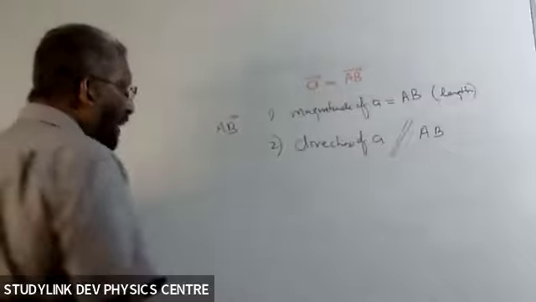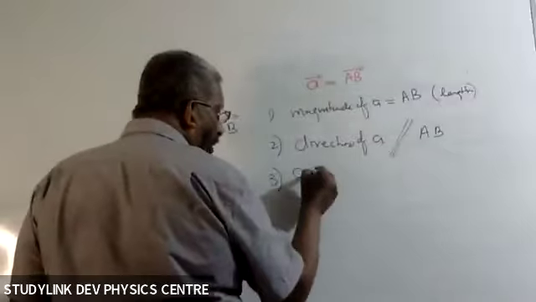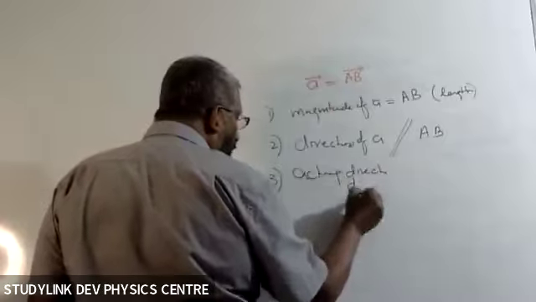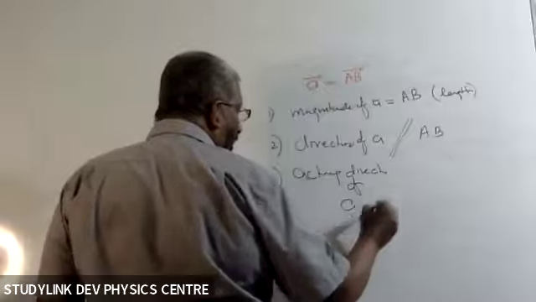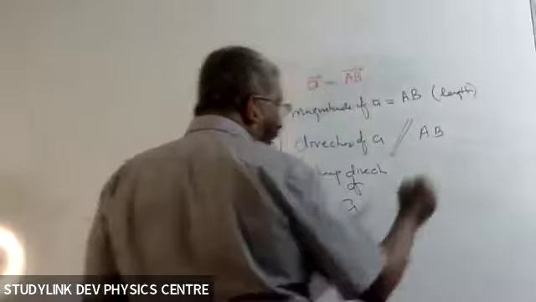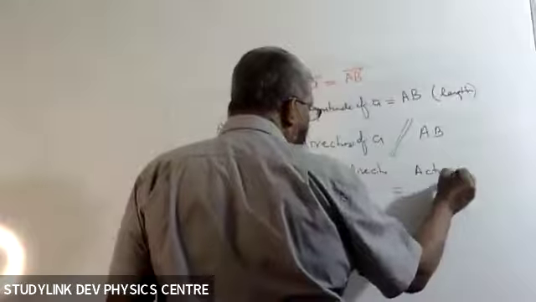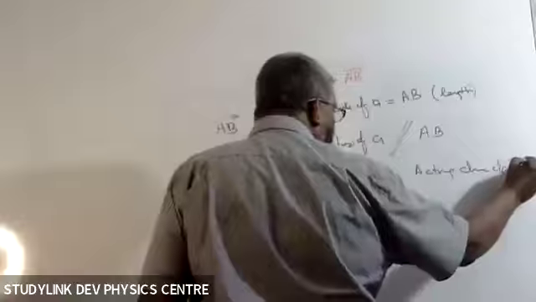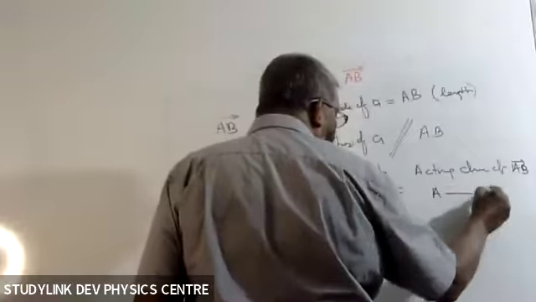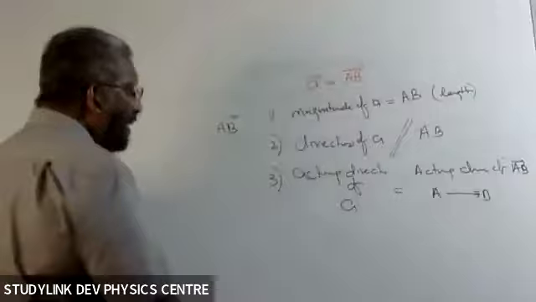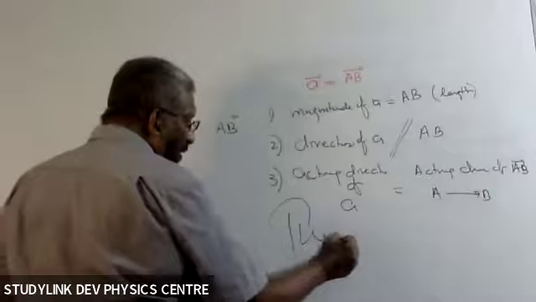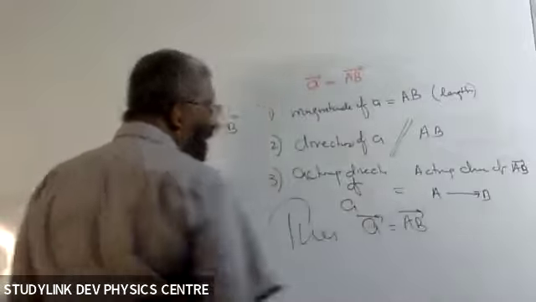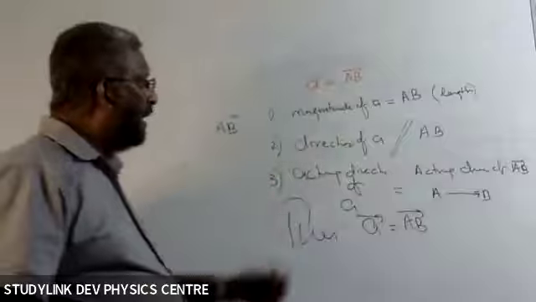Number three, acting direction of A must be equal to acting direction of AB. That means A to B. Then vector A is equal to vector AB. These three conditions must be according to that.